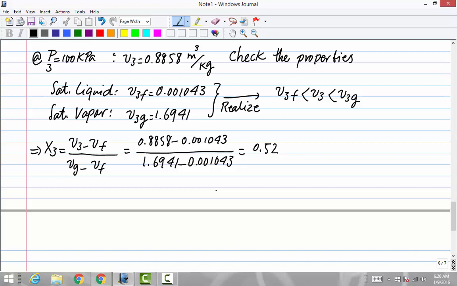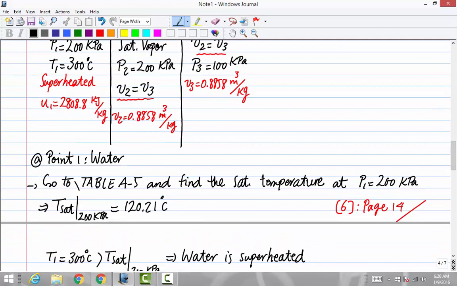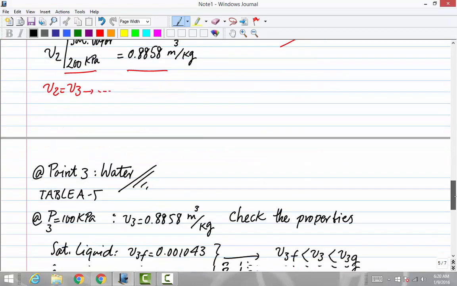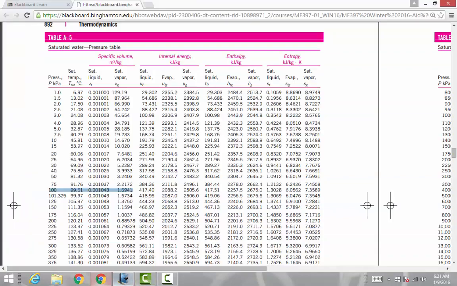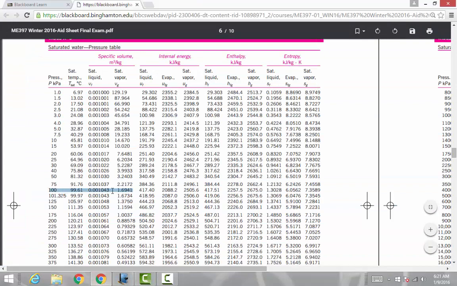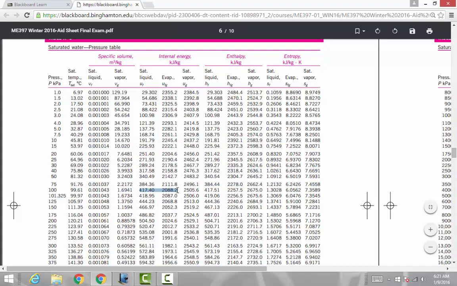Internal energy, the difference. So u1 we calculated before here. See u1 in this table. And we need to know u3 because we are looking for the overall change in internal energy. So according to the equation, u3 can be calculated by this equation, which is u_f plus x3 u_fg. And if you go to the table at this pressure, you know that the internal energies are u_f and u_fg, these two numbers, at 100 kPa, and the unit is kilojoule per kilogram.